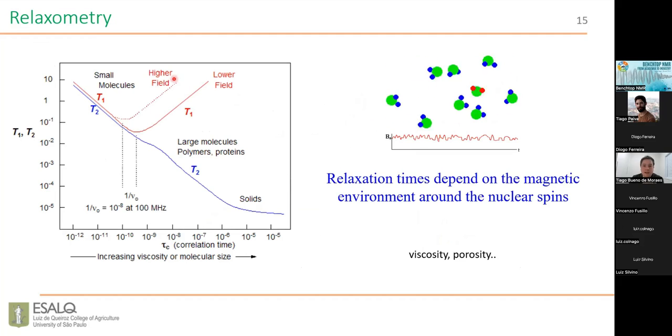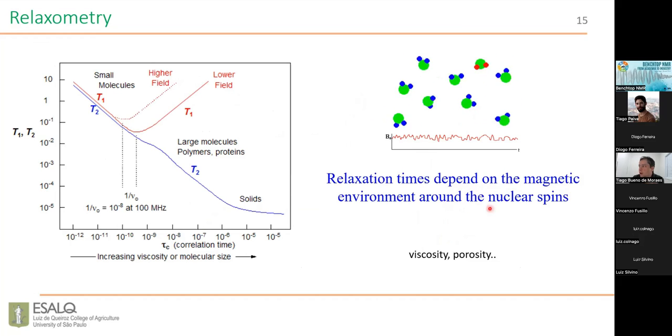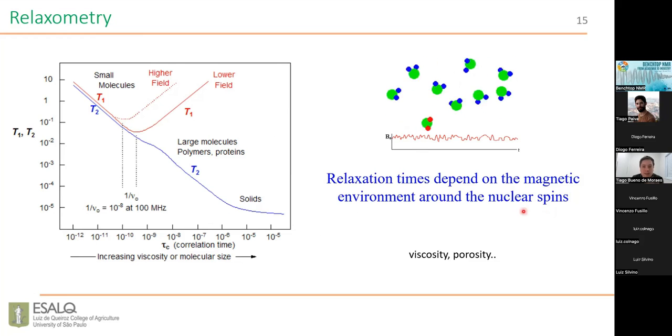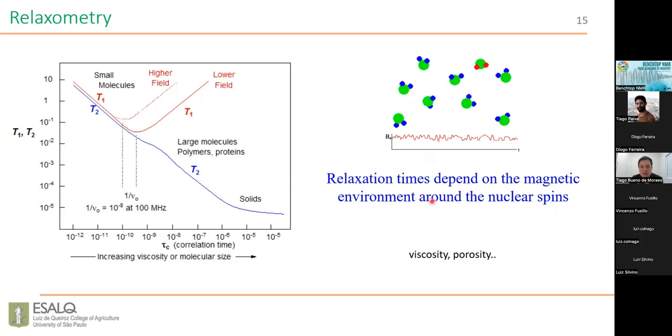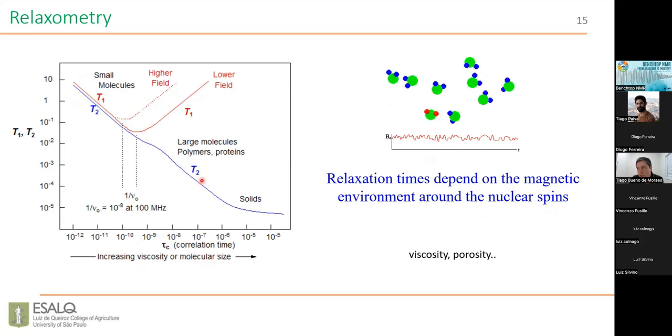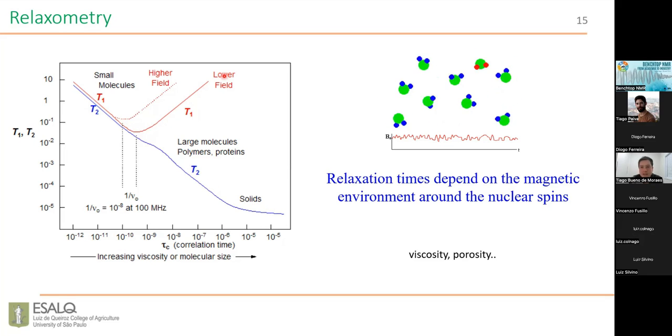The relaxation times depend on the magnetic environment around the nuclear spins, and they provide information about the correlation times in the molecules that are associated with the mobility of these molecules and the magnetic environment around the nuclear spin. So, as you can see here, for liquid samples, T1 and T2 are typically here. And for more viscous samples, there is a decrease in the values. And for solid materials, T2 is very small and T1 is high.